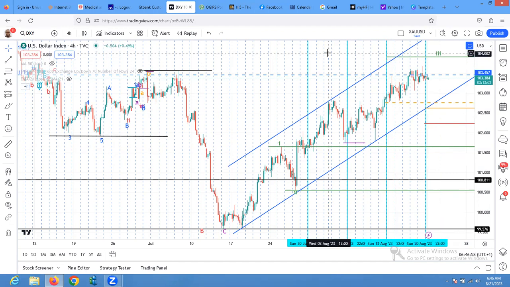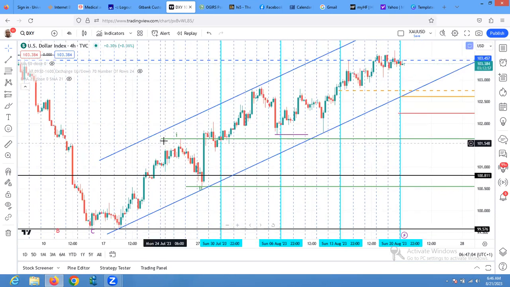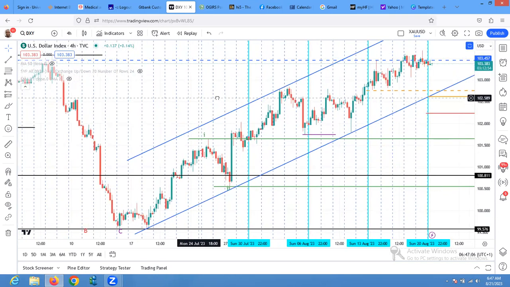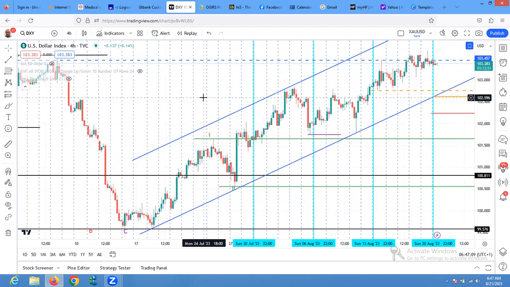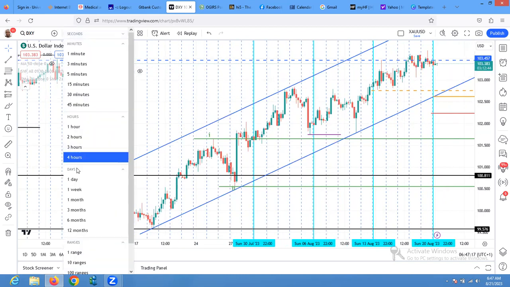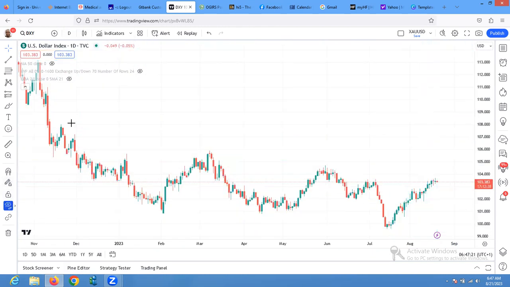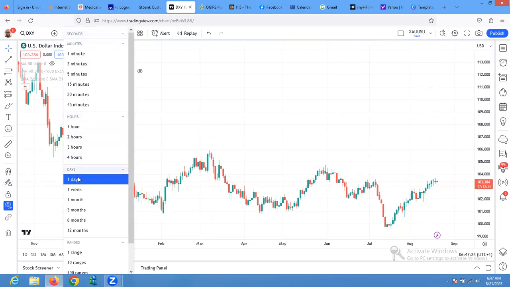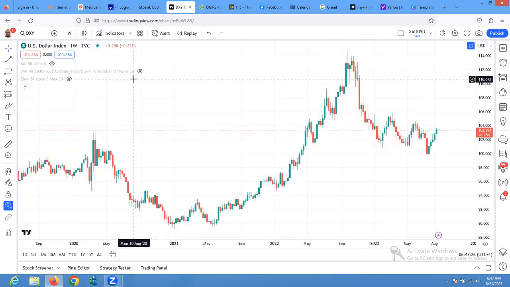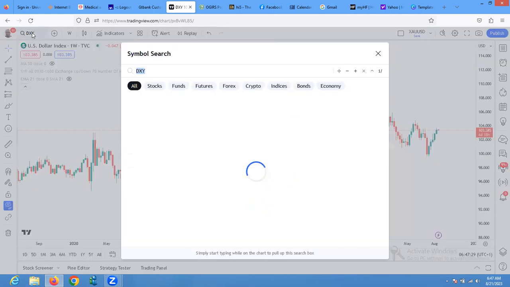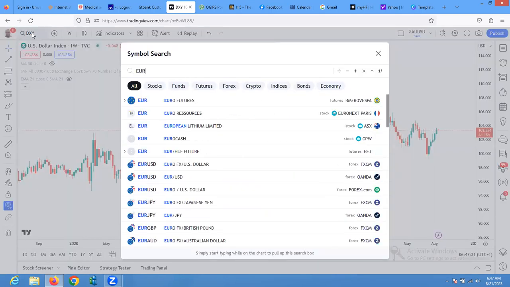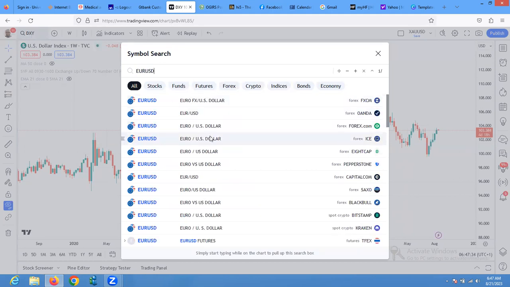So now, with the idea and the knowledge we have gathered on both the DXY and the US dollar index, we can now begin to look at our euro dollar. So looking at euro dollar.